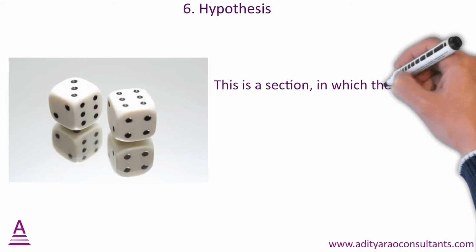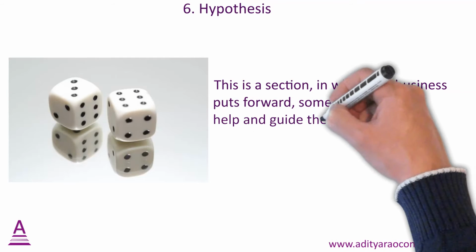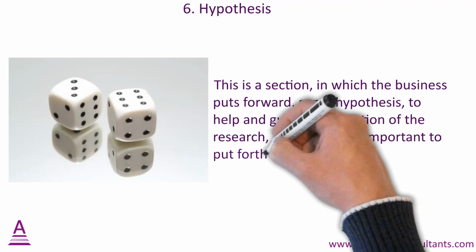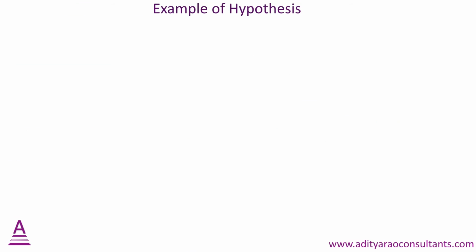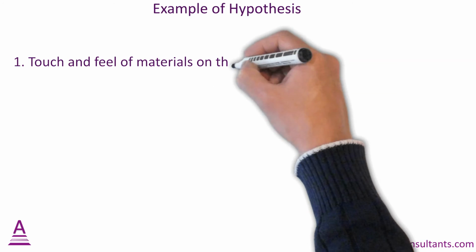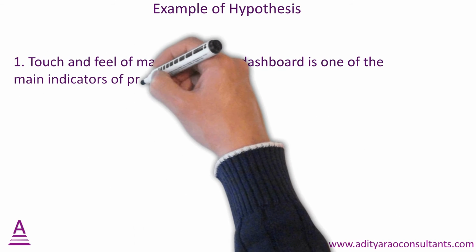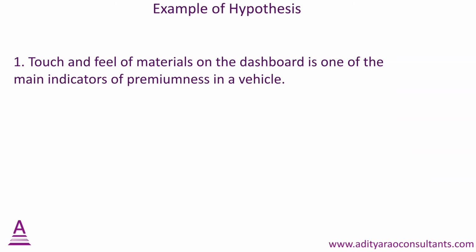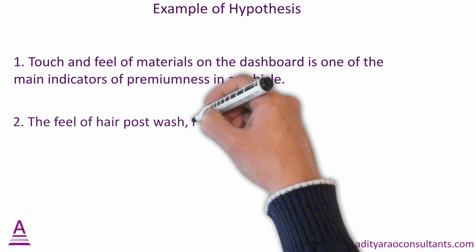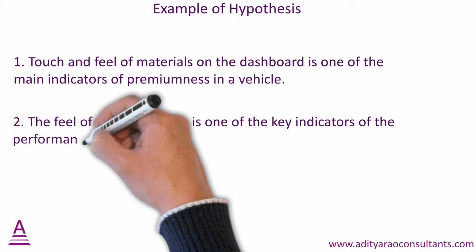Hypothesis is the next section. It is always good to highlight key hypothesis. This is as it would help in providing direction to the research exercise. An example of a hypothesis could be touch and feel of materials on the dashboard is one of the main indicators of premiumness in a vehicle. Another example of a hypothesis could be the feel of hair post-wash is one of the key indicators of the performance of the shampoo.